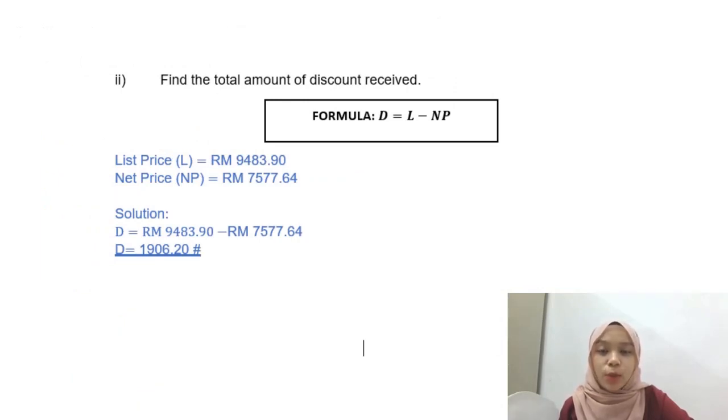Question D2. Find the amount of discount received. The formula that I use is D equivalent to L minus NB. So 9,483.90 minus 7,707.64 equivalent to 1,776.26. So that is the final answer.